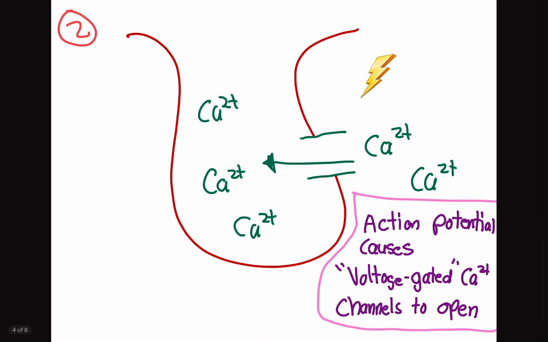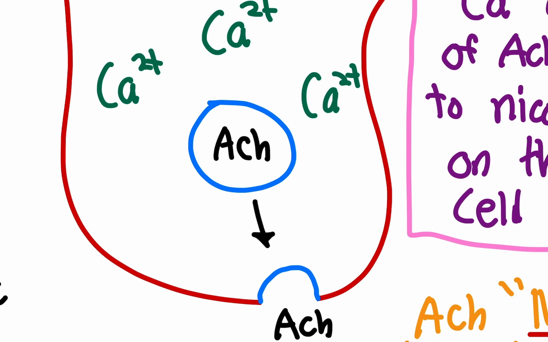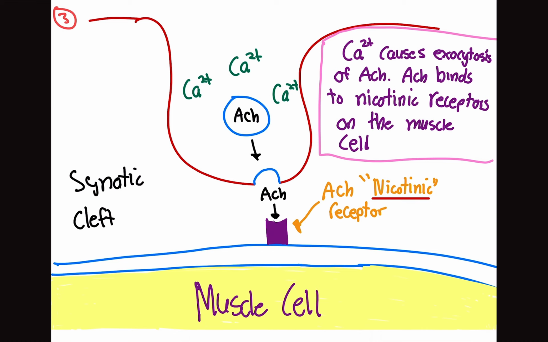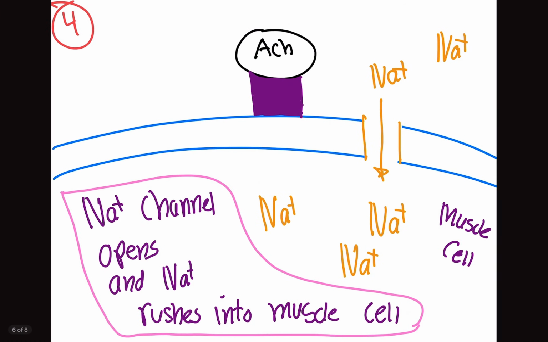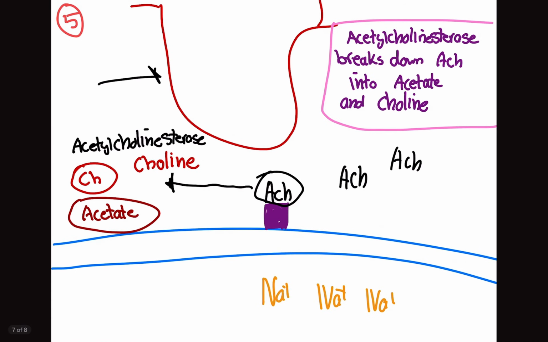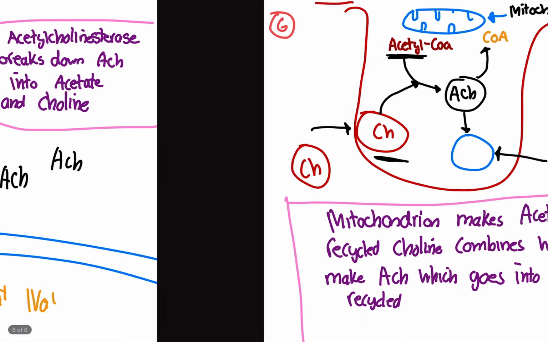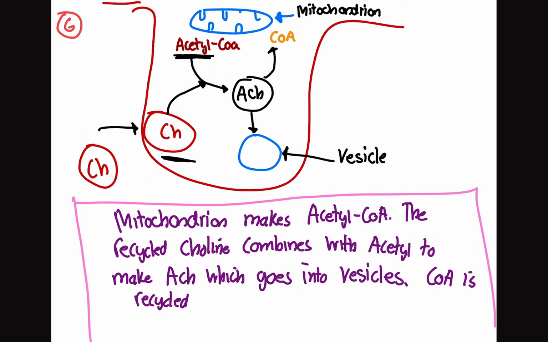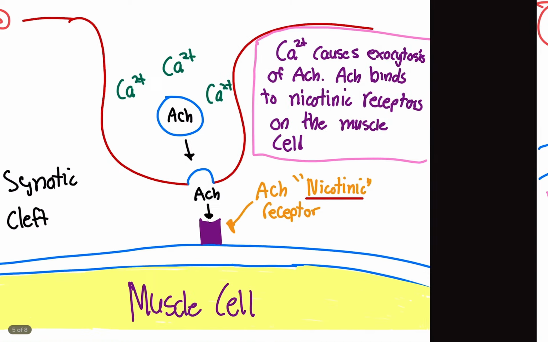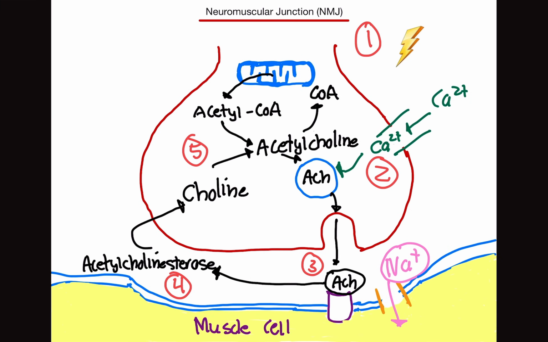Action potential, calcium, these vesicles, right? The acetylcholine was just generated by the mitochondrion, binds, sodium rushes into the muscle cell, acetylcholine esterase breaks it down, excess acetylcholine, we recycle the choline, the acetate goes bye-bye, the choline and acetyl bind to make acetylcholine. I hope this makes sense. So this is what this huge thing is. I broke all of this down into smaller steps. So now this would make sense, right?